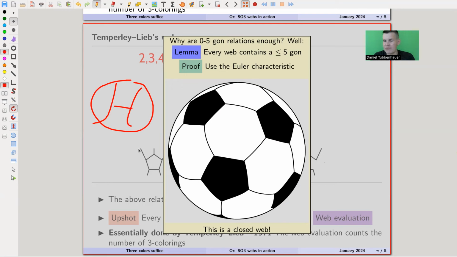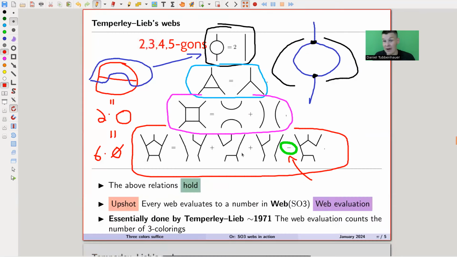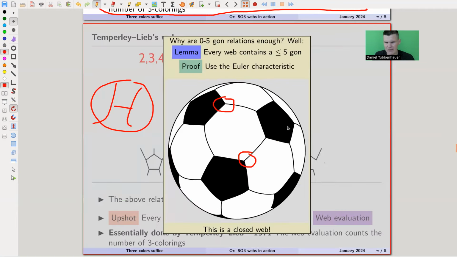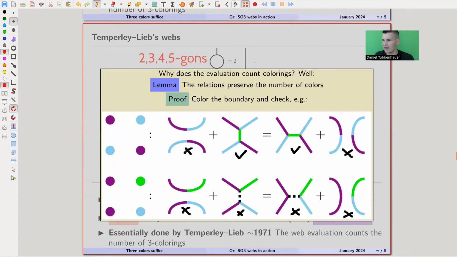Here's a web. Every closed web will contain a face with at most 5 sides, and it's essentially the same proof as that you can't build a soccer ball out of hexagons. There will always be a pentagon on a soccer ball, and note that the soccer ball really is a web because around every vertex you have 3 adjacent edges. Anyway, so everything contains at least a 5-gon or smaller, and we have relations to simplify 5-gons and lower, so we can inductively reduce all webs to numbers. And the number you get, that's what Tubbenhauer-Wedrich say, is the number of 3-colorings of the web, which is a really cool result, right? So this gives you a way to count the number of 3-colorings of a web by just inductively bursting the faces.